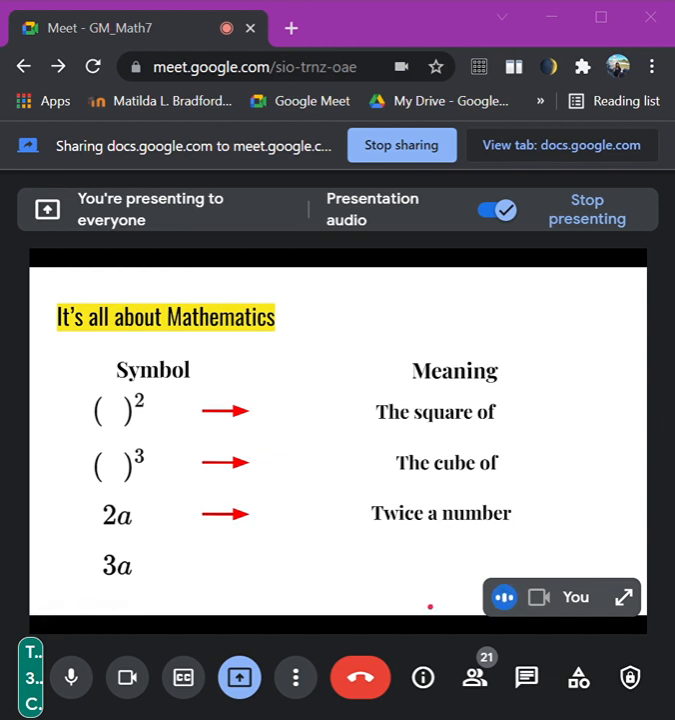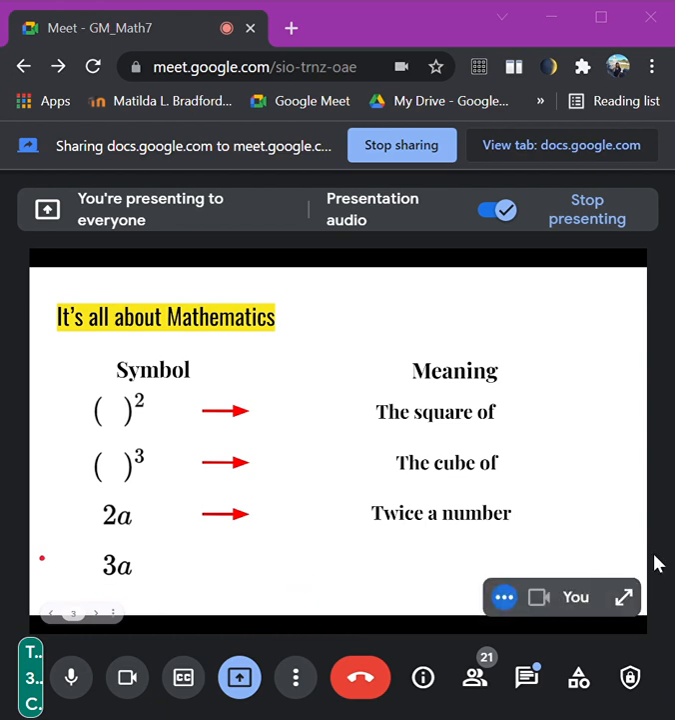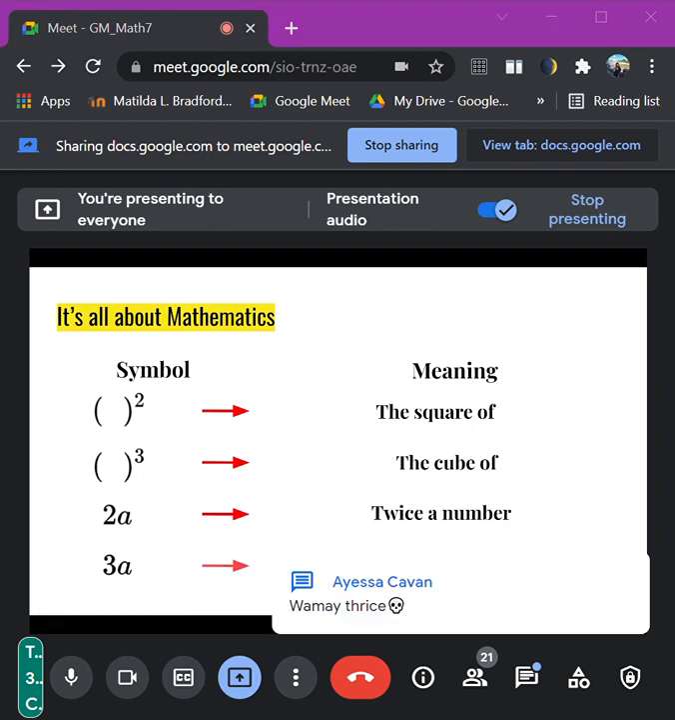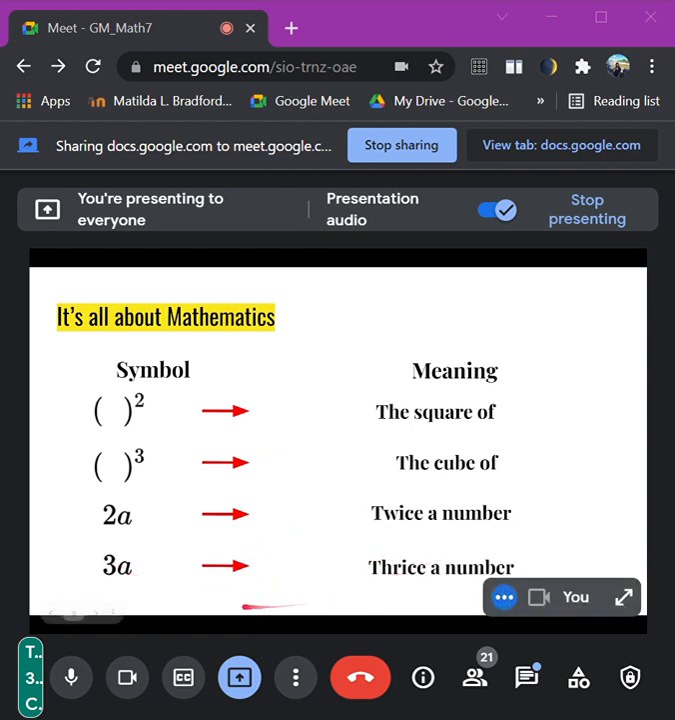3 man siya. So, unsay mga other words sa 3? Dool-dool gyapon siya sa Korean group. Third, a number. Thrice. We have here thrice. Okay. Oh, may thrice. But dool-dool siya sa twice. Okay. So, you have there thrice a number. So, if you have there or 3 times a number, it can also be.